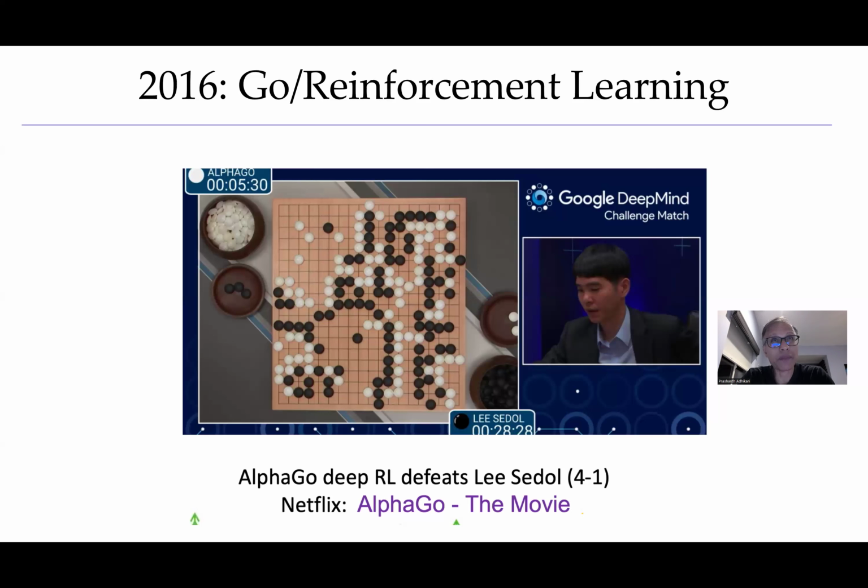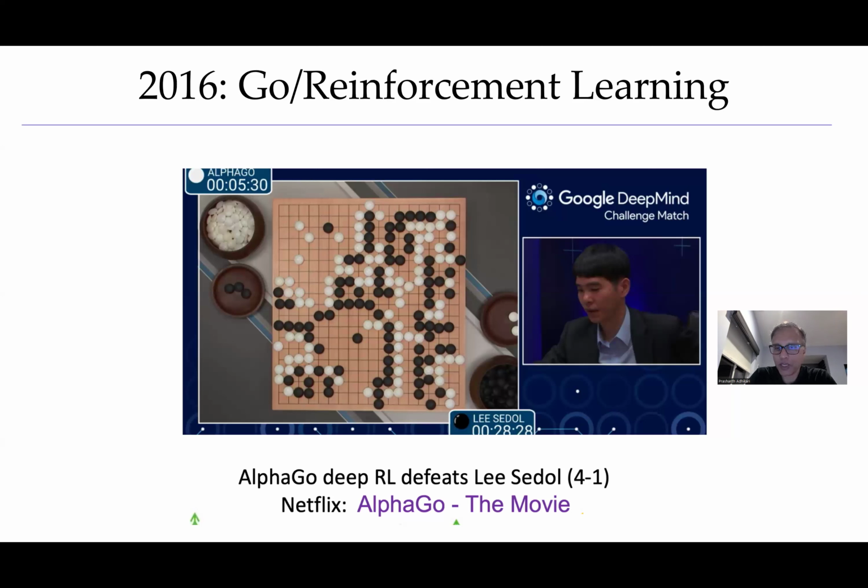Now Go is a game that is orders of magnitude more complex than chess. So while defeating Garry Kasparov, the grandmaster, was a very impressive feat by IBM's Deep Blue, this was orders of magnitude more complex, and it used a whole bunch of new techniques, right? Specifically reinforcement learning and deep learning. There's actually a movie on Netflix called AlphaGo. It's well worth watching.